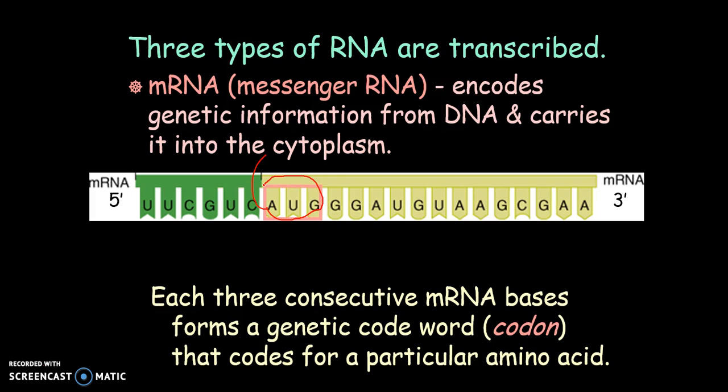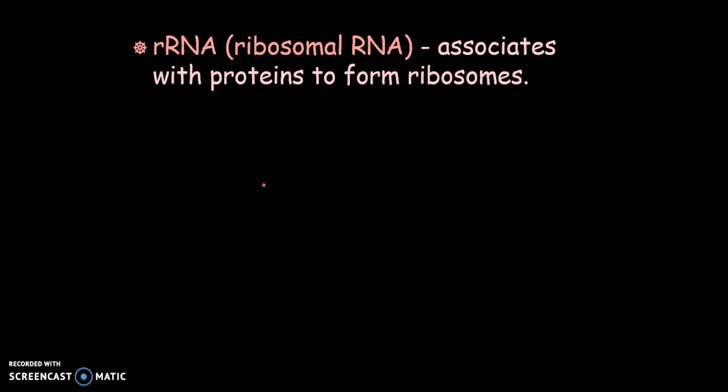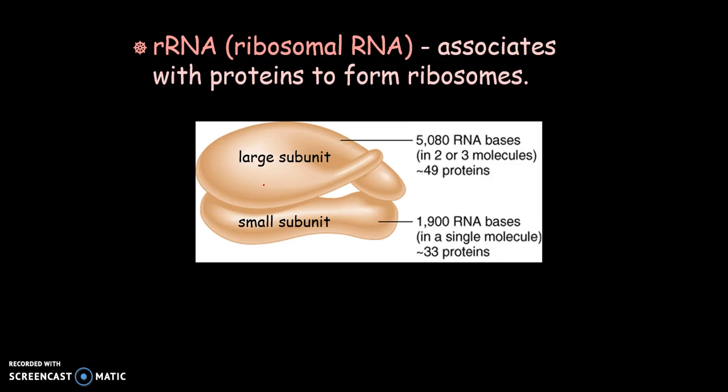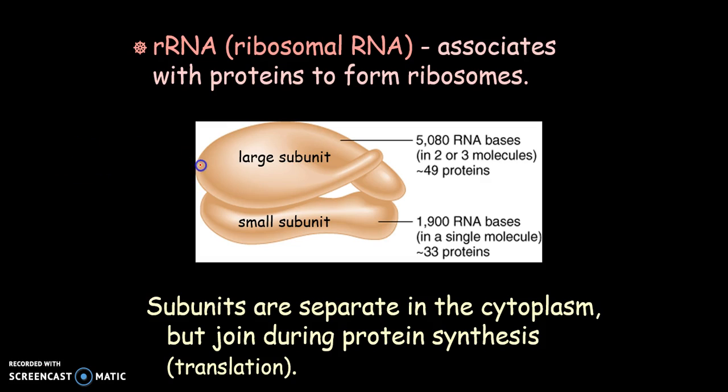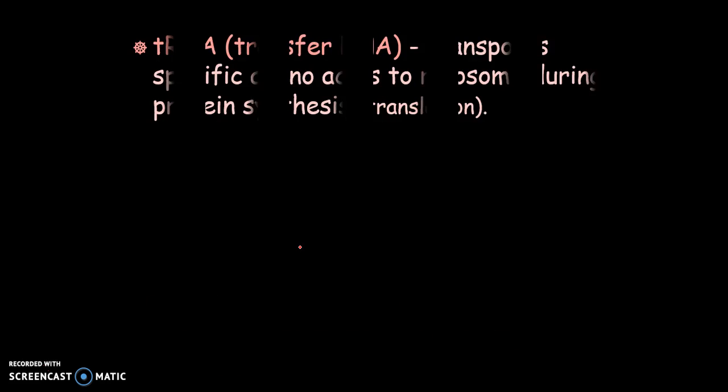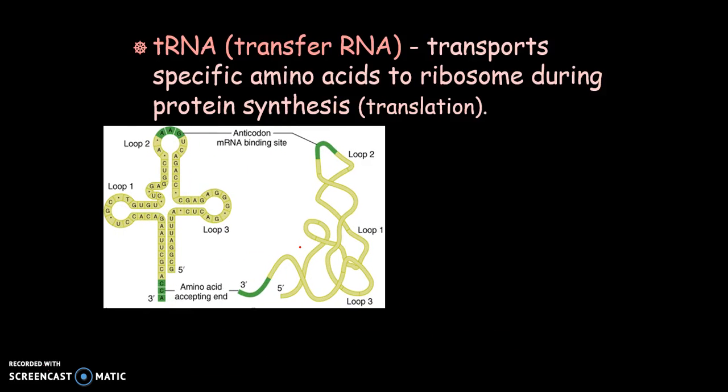Now, our RNA also exists. Our RNA is called ribosomal RNA, and that's going to hold the ribosome together. You can see that the ribosome is made up of a large subunit and a small subunit. This is very important because the mRNA is going to go in the middle, and the rRNA needs to be holding this together. A tRNA is a transfer RNA.